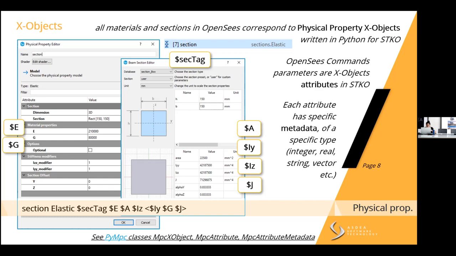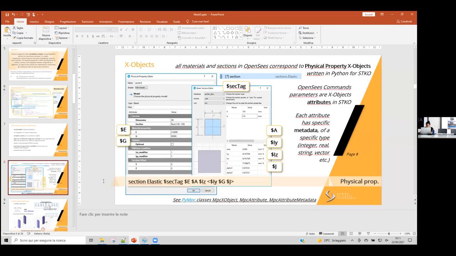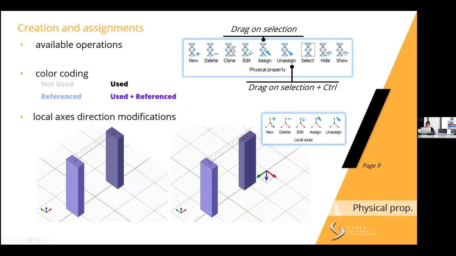What you can do in STKO is create, delete, clone, and edit existing physical properties, and assign and unassign them in your model by dragging them on a selection, or dragging while pressing control on a selection to unassign them. And of course, there's the color coding system that we talked about last time.